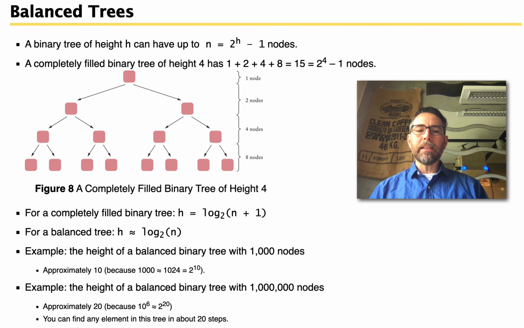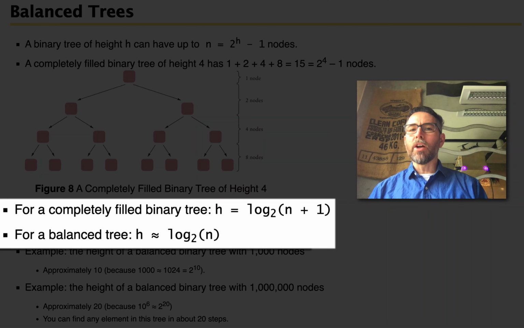If we have a completely filled binary tree, we can also identify what its height is, because we know that the number of nodes plus 1 is a power of 2. And so, for example, if we know that we have 15 nodes in our tree, 15 plus 1 is 16, and log base 2 of 16 is 4. So we know the height of our tree is 4.